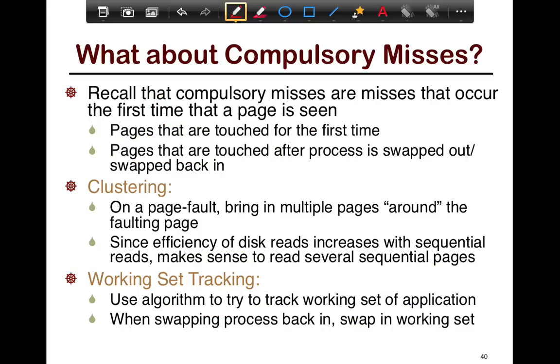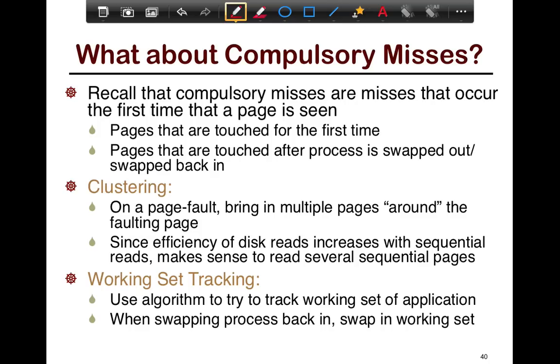Finally, an interesting question is, what about compulsory misses? These are misses that occur when the page is seen for the first time. Pages that are touched the first time, you don't know what's going to be touched, and so that's still on disk and you've got to bring it in.